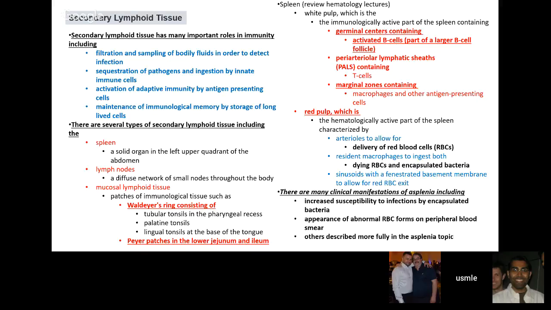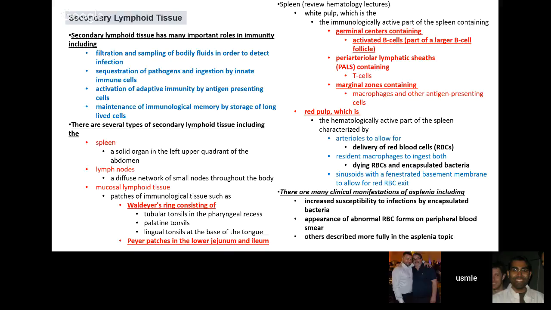And remember that the capillaries are a fenestrated type of capillary, with a fenestrated basement membrane. So these are called sinusoid type of capillary. This type of capillary allows the big movement of cells inside them and outside them.